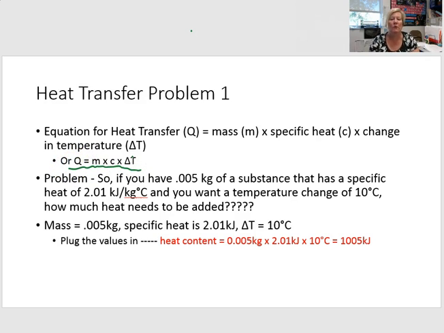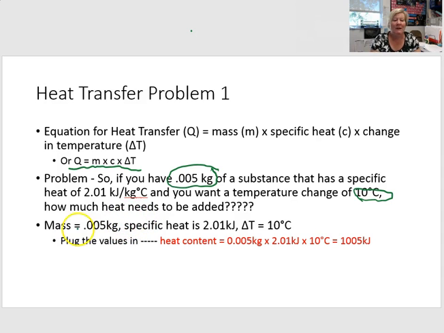So here's a problem for you. If you have 0.005 kilograms of a substance, that's its mass, kilograms tells us that, and you're given that the specific heat of that material is 2.01 kilojoules per kilogram degrees Celsius, and you want a temperature change, a delta T, of 10 degrees Celsius, the question is how much heat needs to be added to that substance for that to occur.